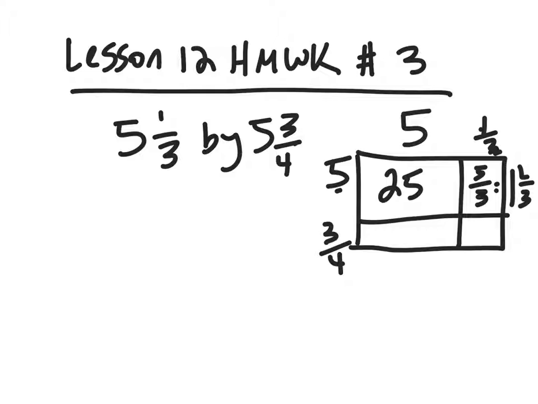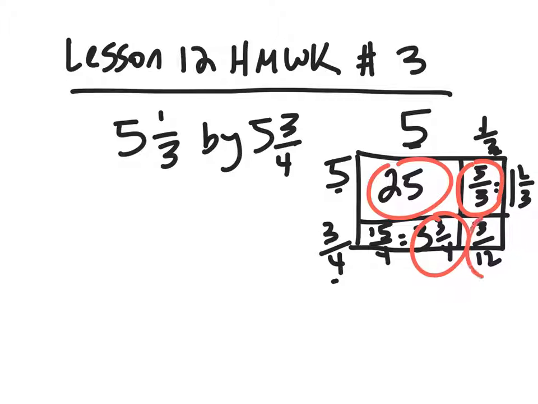3/4 times 5 is 15/4, or 3 3/4. And then we have 1/3 times 3/4. That would be 3/12. So basically, you take these four areas here and you add them all together.